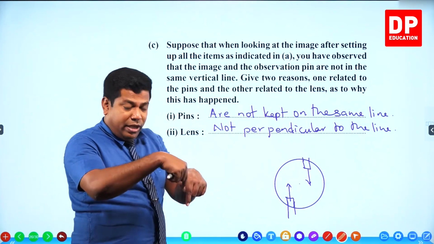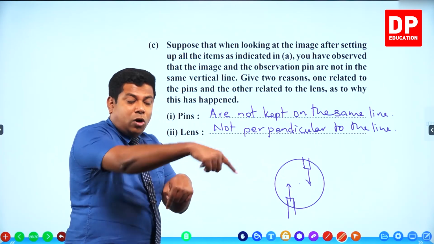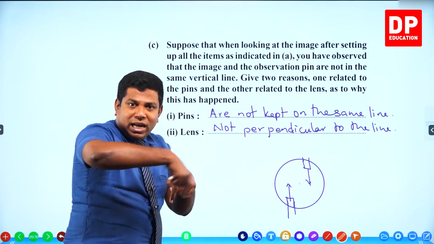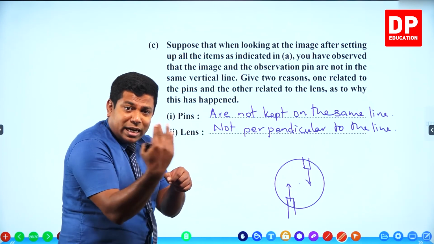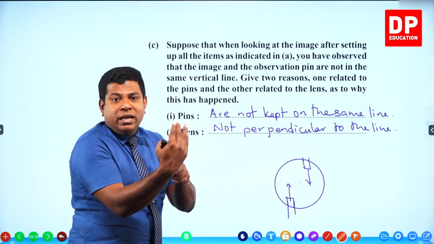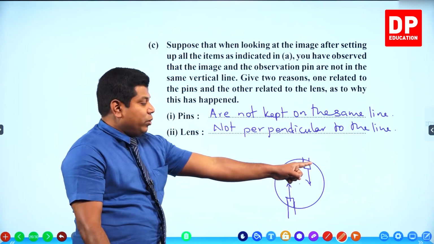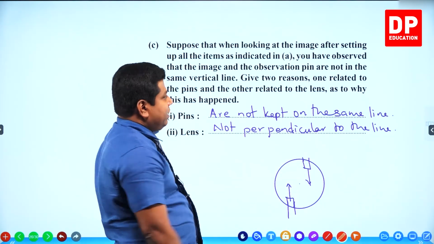Where you have, like one pin, the object pin, the locating pin, you connect those two with the line. Right? If you have kept them on the same line, then the lens has to be right perpendicular to that, normal to that. If it is not normal, then you won't get them. You will get something like this. Next.